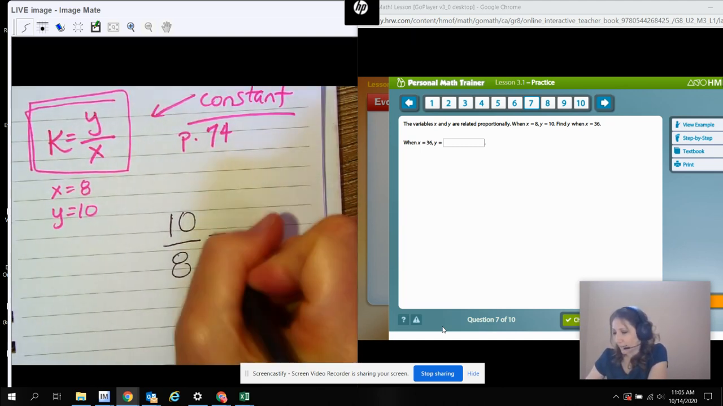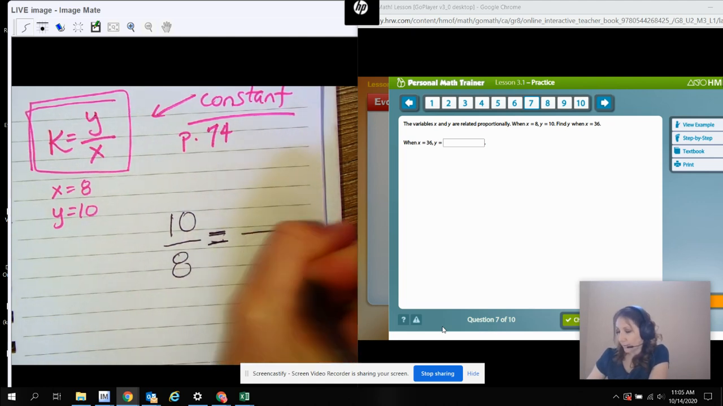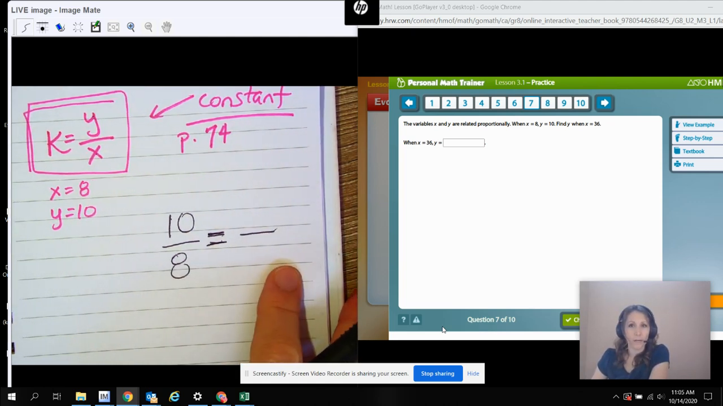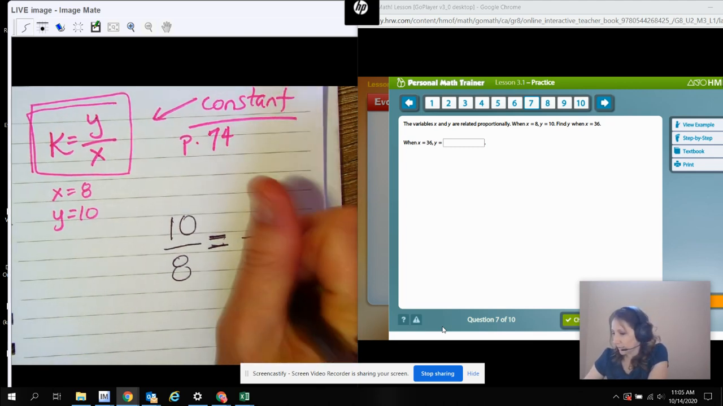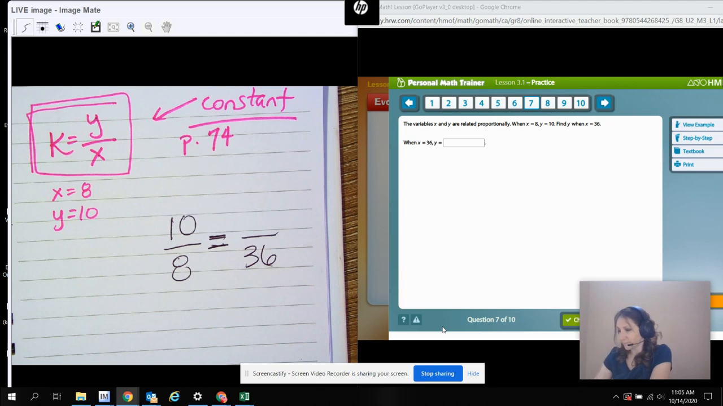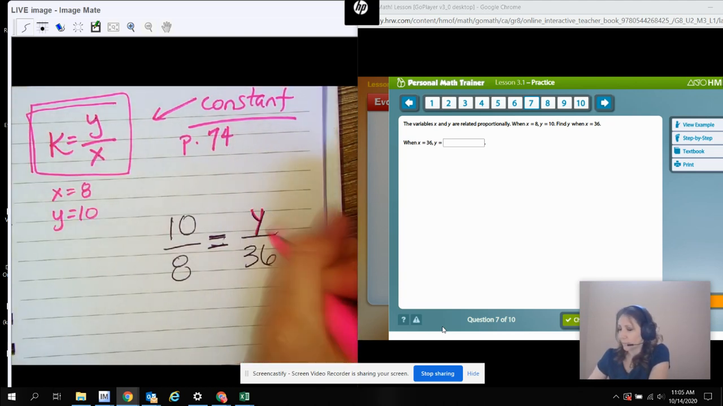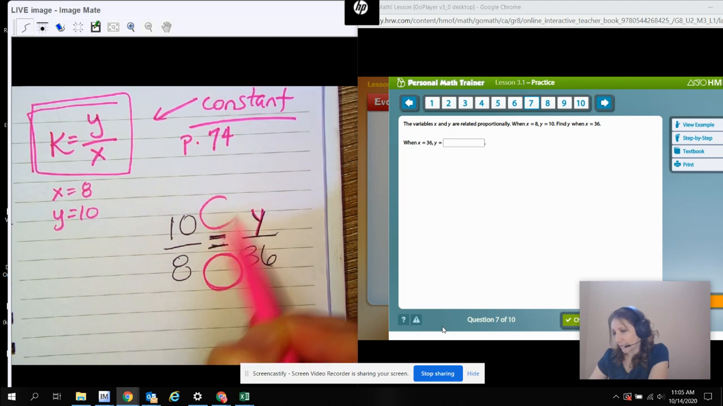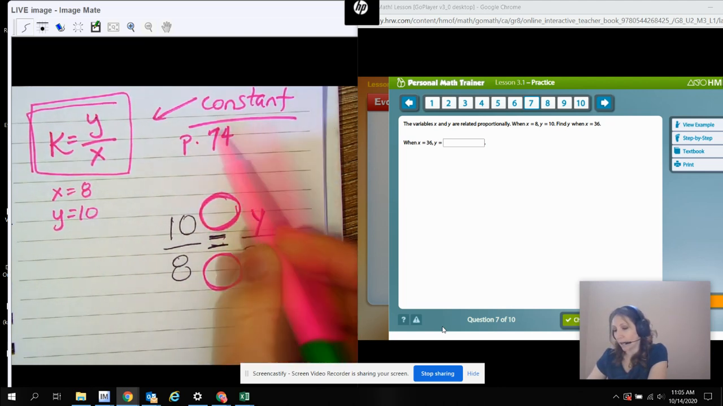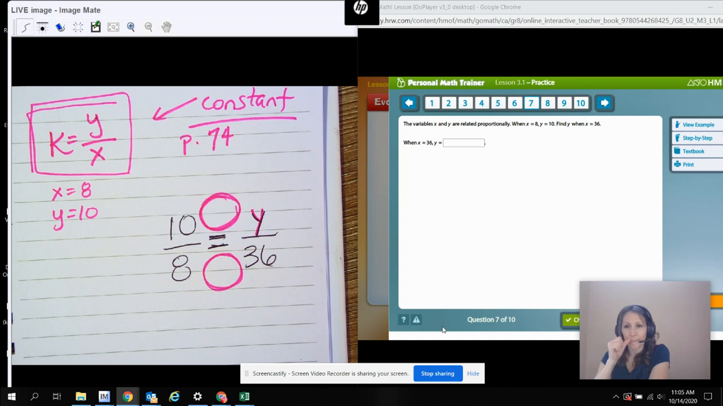And we are saying that this is equal to this other value. And it says X is 36. So an X is on the bottom, 36. And we don't know Y. This is our unknown. We don't know this one. So we're trying to figure that out. So the changes that happen here between 8 to 36 are going to be the same because they are constant. And that's what that proportional part means. So how do I turn 8 into 36?